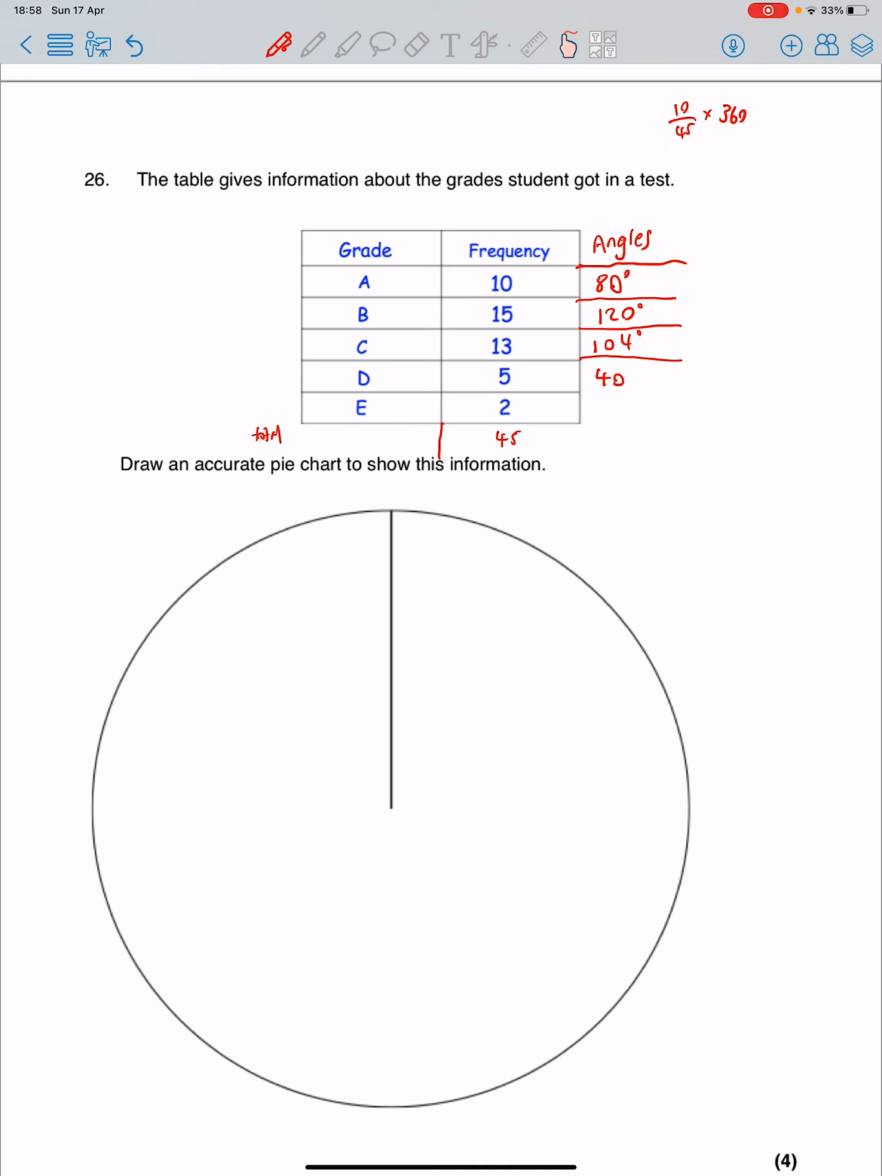My gosh, I'm not really making much sense, am I? Just follow what I'm writing, guys. That's definitely correct. And then 2 out of 45, lots of 360. So that's going to be 16 degrees.